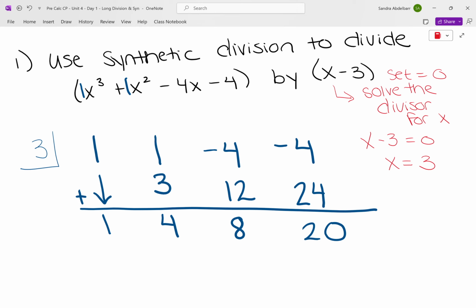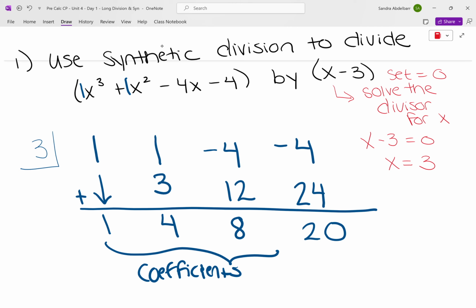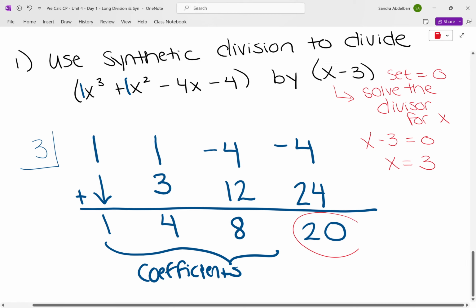Okay, now I had told you the degree will now be 1 degree less than the original dividend. So my original dividend had a degree of 3. A degree is the highest exponent you see. So this highest exponent was 3. So my quotient will now be a degree of 2. So now these are going to be our coefficients. And then the last column, yeah, very good. This is the remainder.